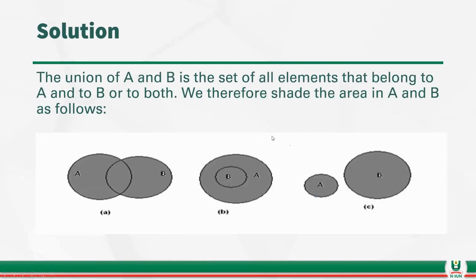All right. Can you see the solution now? Yes, sir. Just paint everything. That is what union means. Everything in A or B or both.